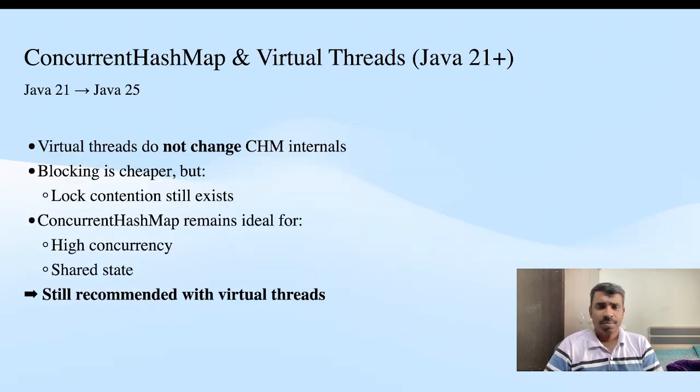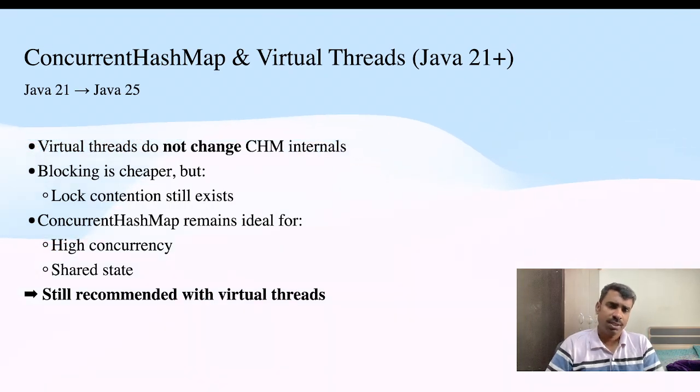Now ConcurrentHashMap and virtual threads. From Java 21 onwards we are using virtual threads. Virtual threads do not change ConcurrentHashMap internals. Blocking is cheaper, but lock contention still exists. ConcurrentHashMap remains ideal for high concurrency and shared state. So it is still recommended with virtual threads, which means you can use ConcurrentHashMap with virtual threads.